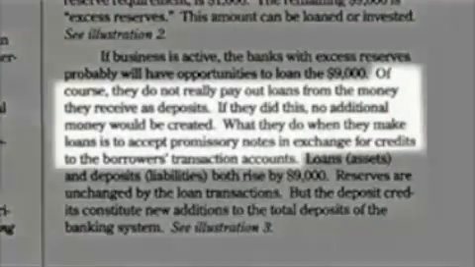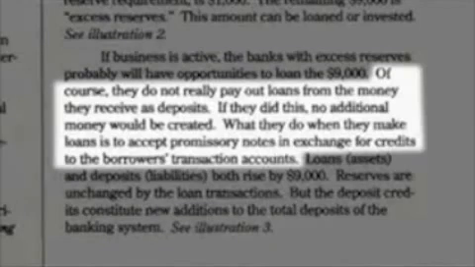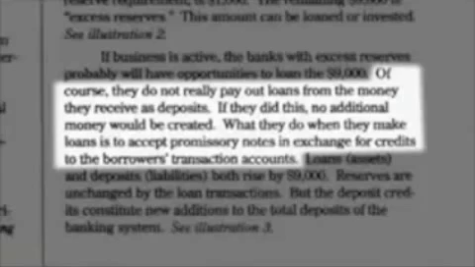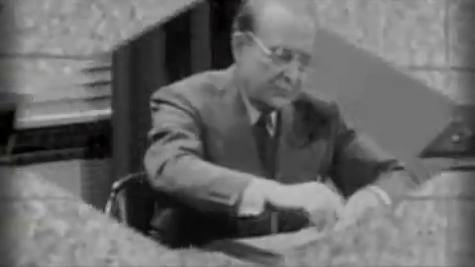As stated in Modern Money Mechanics, of course they, the banks, do not really pay out loans from the money they receive as deposits. If they did this, no additional money would be created. What they do when they make loans is to accept promissory notes, loan contracts, in exchange for credits, money, to the borrower's transaction accounts. In other words, the $9 billion can be created out of nothing simply because there is a demand for such a loan and that there is a $10 billion deposit to satisfy the reserve requirements. Now, let's assume that somebody walks into this bank and borrows the newly available $9 billion. They will then most likely take that money and deposit it into their own bank account.